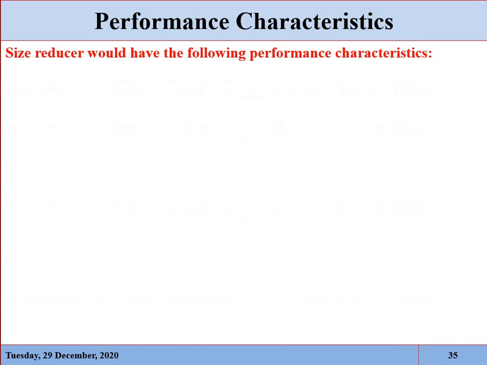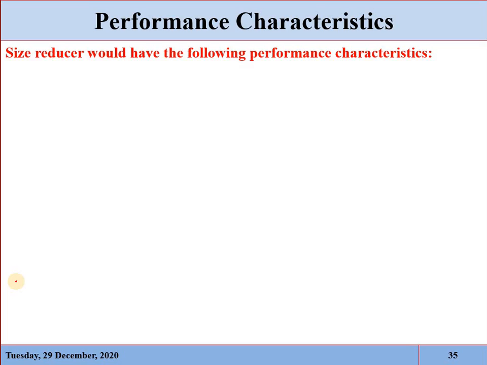Performance characteristics. We have discussed the procedure of size reduction, and also the different size reducers, different devices like the hammer mill, attrition mill and crusher. Now, how will we evaluate the performance of the different devices? Suppose two different hammer mills are working, reducing the size of an agricultural product. How will you evaluate which one is better than the other?